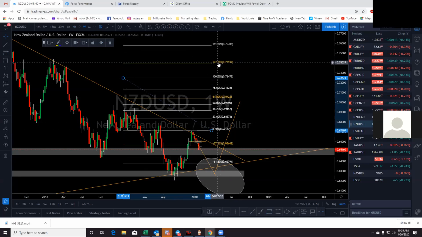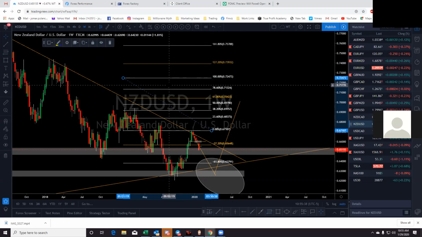I've been using this additional, what I've learned is called an extension level. There's minus 27.2, minus 61.8, and the plus 127.2 and the plus 161.8. Whenever you're measuring a leg of an extension and you see price in that area, there is a high probability price will reverse from that zone.